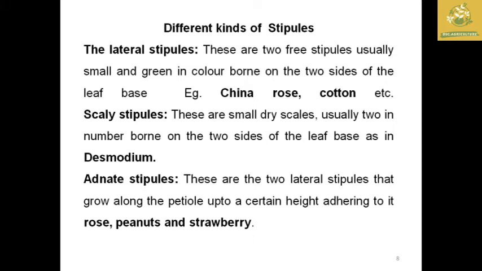When the stipules are free, small and green in color, they are known as lateral stipules, which are found in China rose as well as in cotton. And scaly stipules are small dry scales, usually 2 in number, borne on the 2 sides of the leaf base. They are found in desmodium. And adnate stipules are lateral stipules which grow along the petiole up to a certain height. You can see them in rose, peanuts, as well as in strawberry.